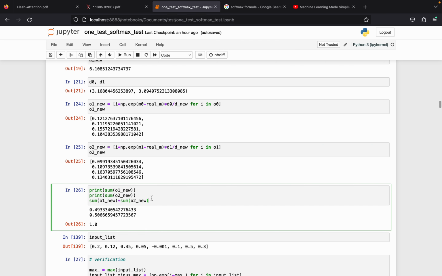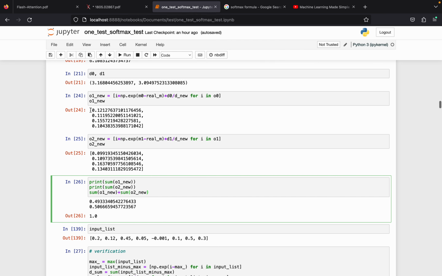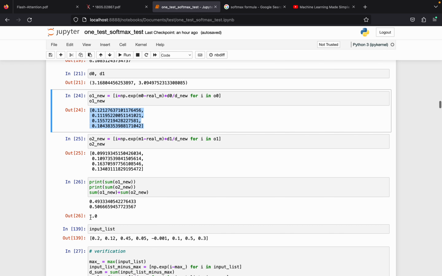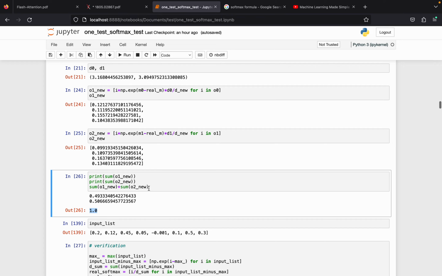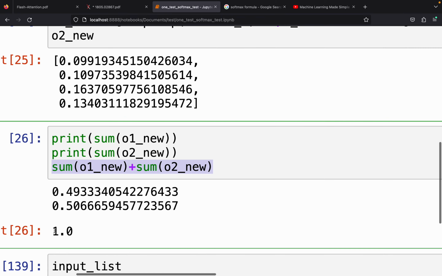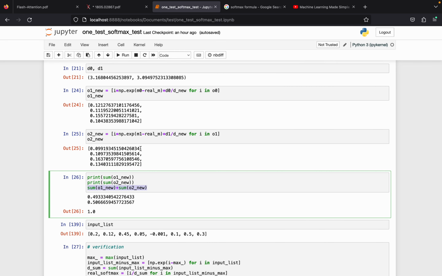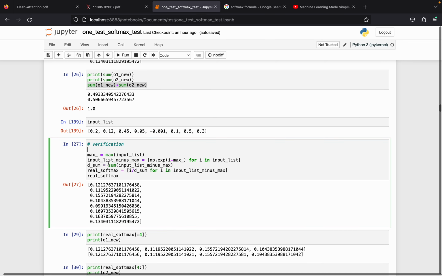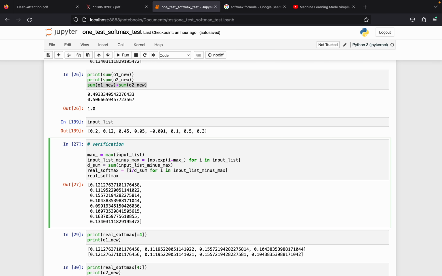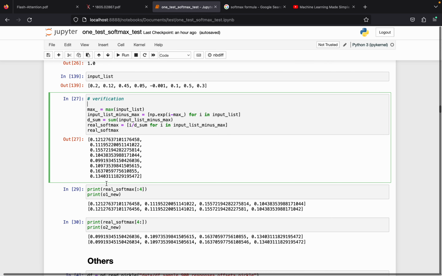So now how do you verify this? If you add all of these, it should sum up to 1. That is exactly the case: the sum of O new and the sum of O2 new equals 1, because the sum of softmax has to equal 1, otherwise it won't be a probability distribution. As a further verification, I have also calculated softmax with the whole list, just the normal softmax calculation, to see how the values differ.